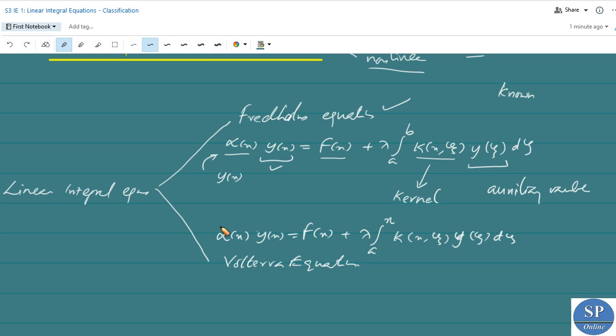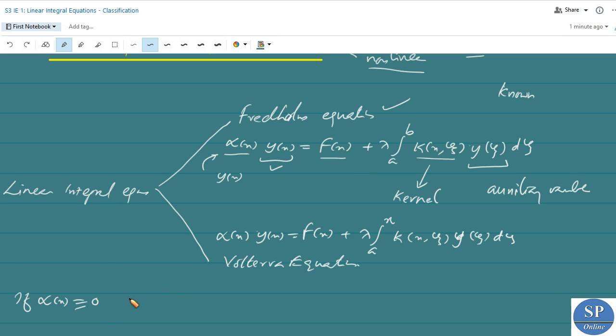depending on the function alpha. If the function alpha of x is not equal to 0, then these equations involve the unknown function y both inside and outside the integral. Okay. If alpha of x is identically equal to 0, then the unknown function y of x lies only inside the integral.